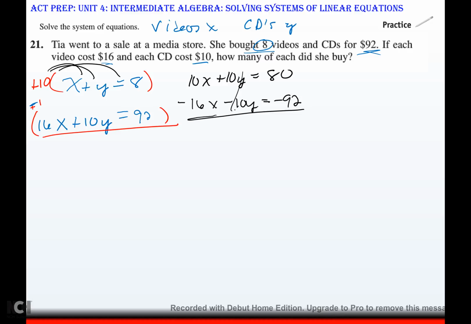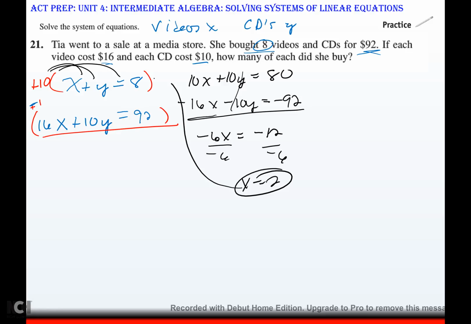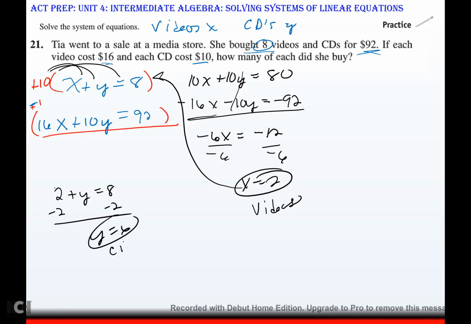And the y's die. 10x minus 16x is negative 6x. 80 minus 92 is negative 12. Divide by negative 6, and x equals 2. Alright, so substitute. I'm going to go back into the top, and I got 2 plus y equals 8. So minus 2, minus 2, and y equals 6. And make sure you answer the question. She bought 2 videos and 6 CDs.